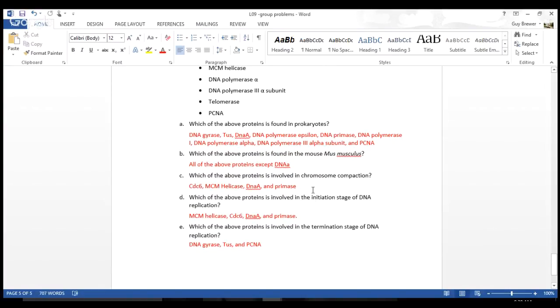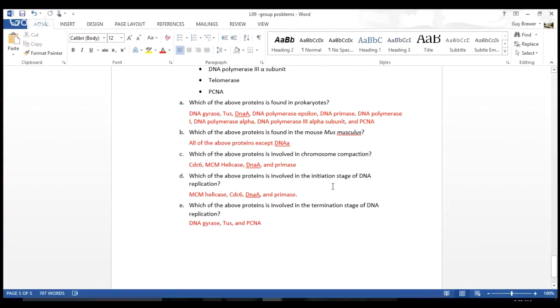And then which of the above proteins are involved in chromosome compaction? So that would be the CDC6, MCM helicase, DnaA, and polymerase, primase. Which one of the proteins is involved in the initiation stage of DNA replication? So that would be the same ones. They help with that initiation, finding the origin of replication. Okay. Which of the proteins is involved in the termination stage of DNA replication? So that's DNA gyrase, the Tus, and the PCNA.